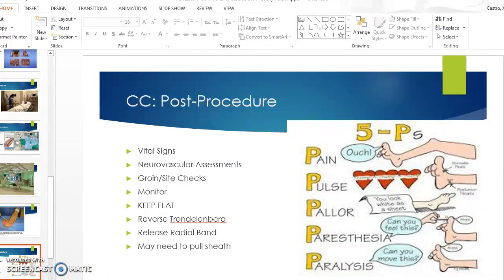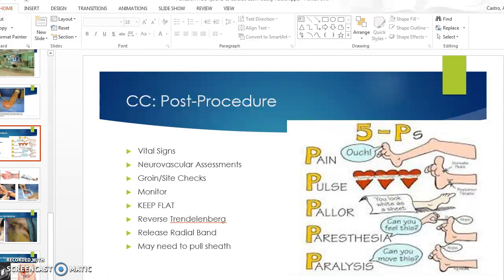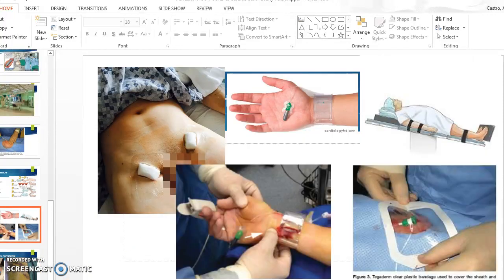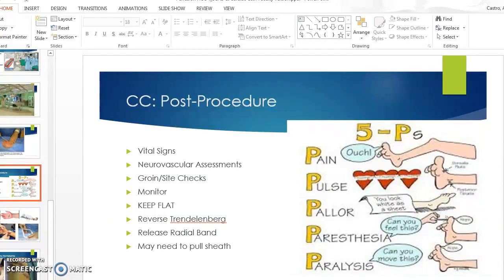So when this patient comes to us, this is the big part I want to focus on, guys. Two things. I want you to know the pre-procedure assessments. What should you do? What are your nursing responsibilities there? And then know your post-procedure nursing responsibilities.